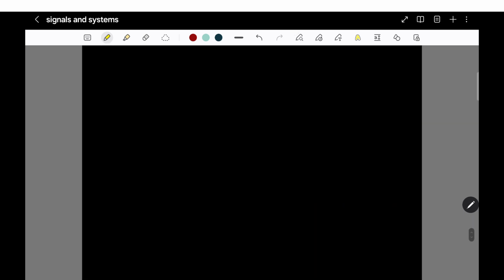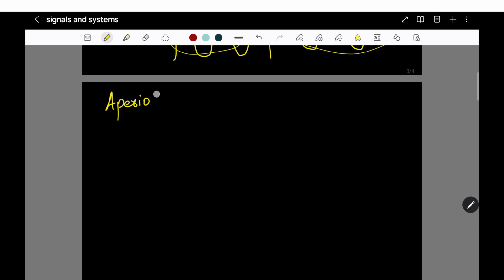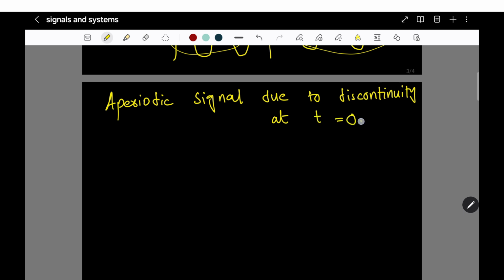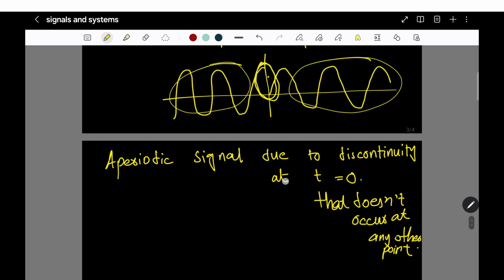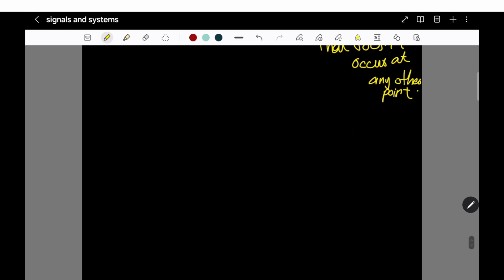So we can say that this signal is not periodic. We can call this signal an aperiodic signal due to discontinuity at t is equal to 0 that doesn't occur at any other point. The discontinuity which is present here, because here you have a value of 1 and then suddenly here you have a value of 0. So this is all about the periodic and aperiodic signals.